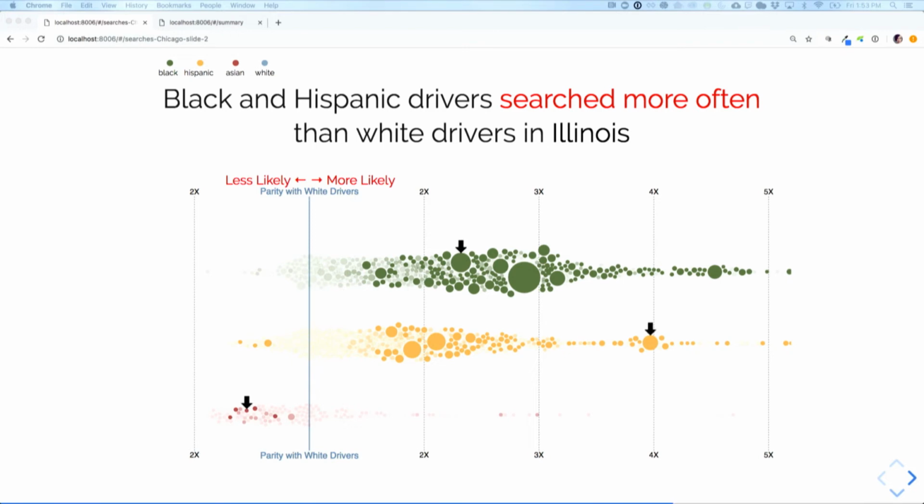This is just to show that each of these is an agency. Some examples of agencies: Chicago Police, Springfield Police, Peoria Police, Cook County Sheriff, and Illinois State Police, for example.